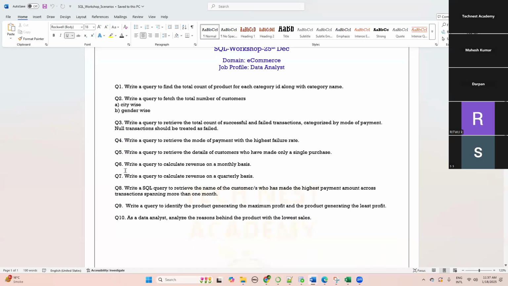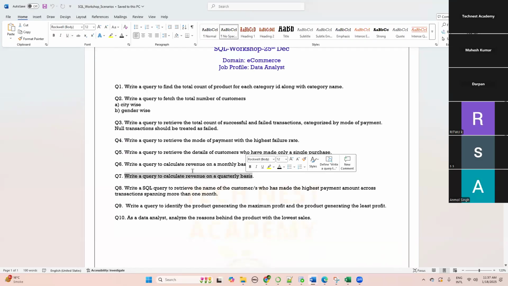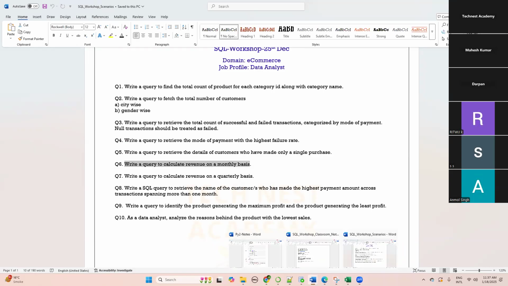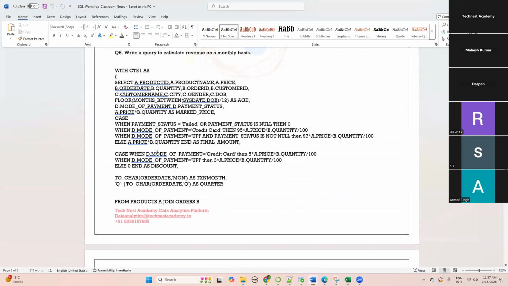The new scenario is you have to calculate revenue. We have calculated revenue on a monthly basis, but let me show you this because the same concept will be used for the quarterly basis.